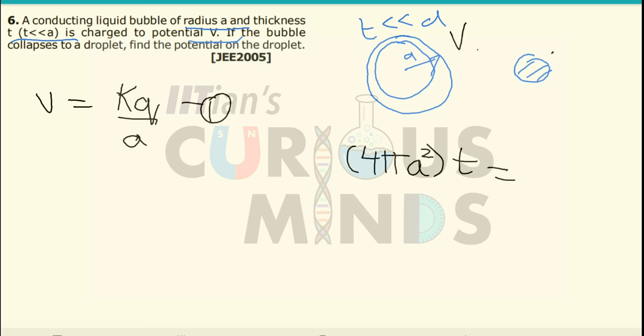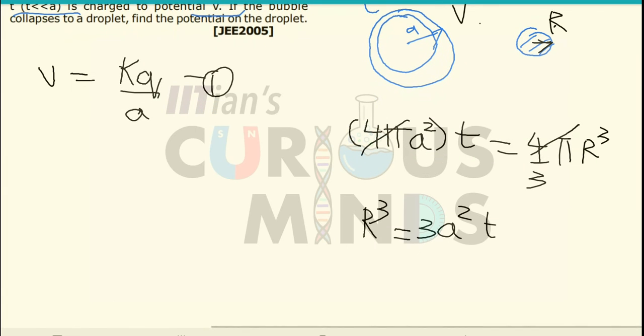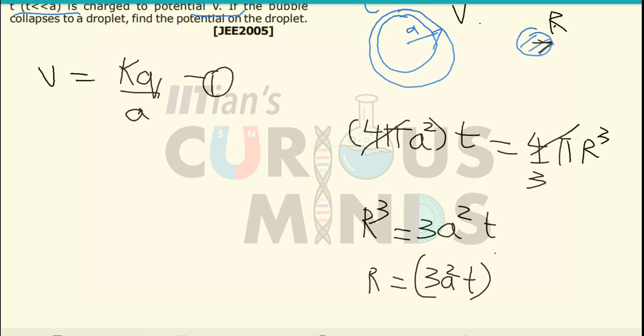The volume of the droplet is equal to 4 by 3 pi R cube, where R is the radius of the drop. If I substitute this value, 4 pi will get cancelled out. R cube will be equal to 3a square t, or R will be equal to 3a square t, the whole raised to 1 by 3. Let this be equation number 2. We will use this later.